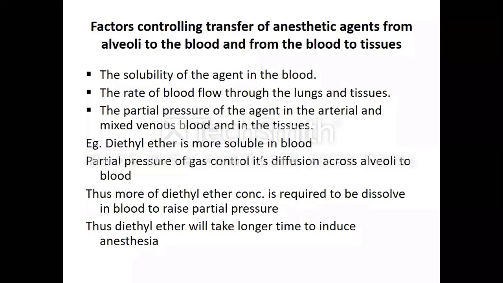Now, an example is diethyl ether, which is highly soluble in the blood, and partial pressure of the gas controls its diffusion across the alveoli to the blood, and thus more of the diethyl ether concentration is always required to dissolve that diethyl ether into the blood, so that there will be an increase in the partial pressure. So this is an example of how the solubility affects the attainment of the partial pressure.